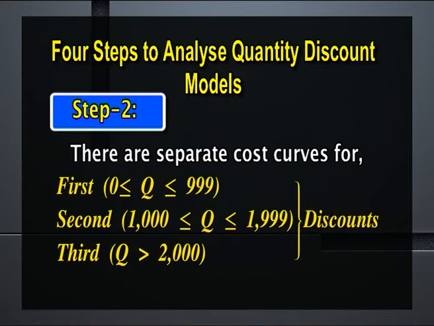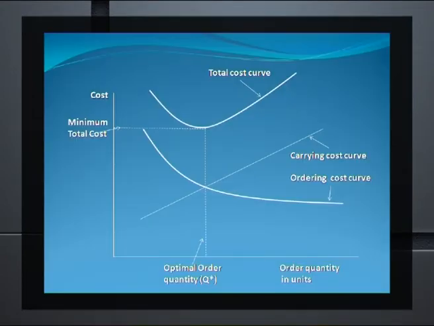Second, 1000 ≤ Q ≤ 1999, and third, Q ≥ 2000 discounts. The diagram shows the various cost curves. When observed, we see that for the total cost curve for discount 2, the Q star is less than the allowable discount range of 1000 to 1999 units. However, the total cost at 1000 units, which is the minimum quantity needed to get this discount, is still less than the lowest total cost for discount 1.